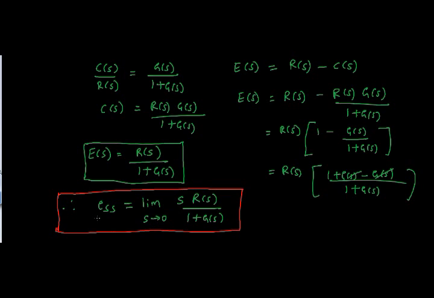The steady state error depends on the type of input and the type of system. Let's see how it depends on that with the help of examples. We'll take three types of inputs: step input, ramp input, and parabolic input. Let's see those examples.